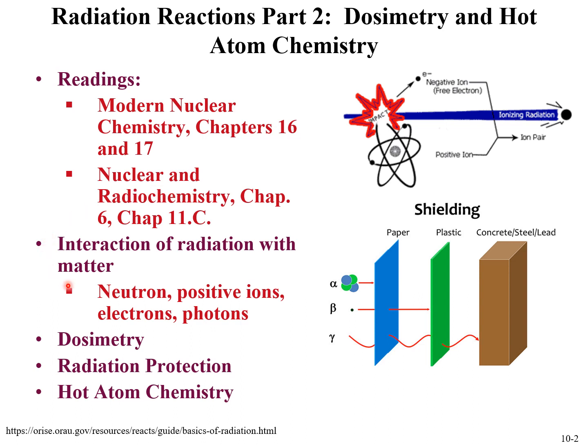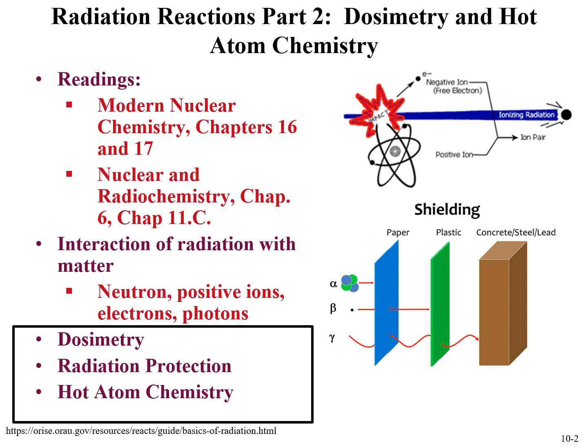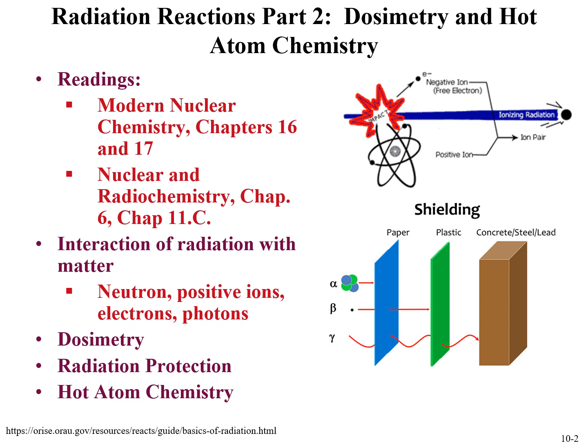In the first part, we discussed the interaction of radiation with matter. We explored the role of neutrons, positive ions, electrons, and photons, and the similarities and differences in their interactions with matter. In this lecture, we're going to focus on dosimetry, how we can quantify that interaction of radiation with matter, and how we can use that understanding in radiation protection. Then we're going to end this lecture with a discussion on hot atom chemistry, where a nuclear reaction induces a chemical reaction, which is the first step in a chemical process.